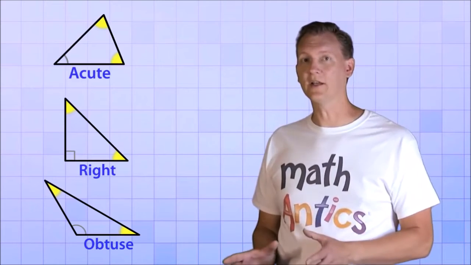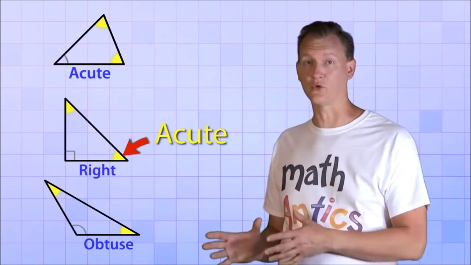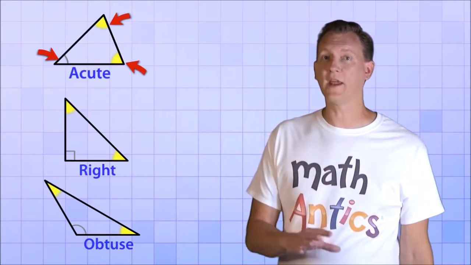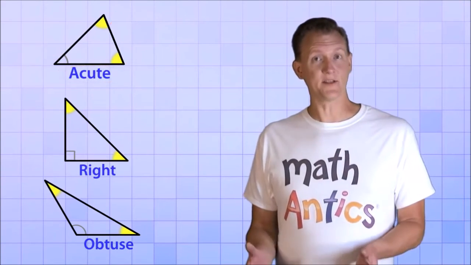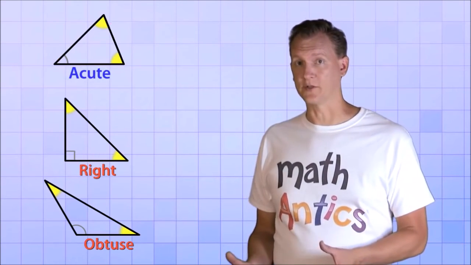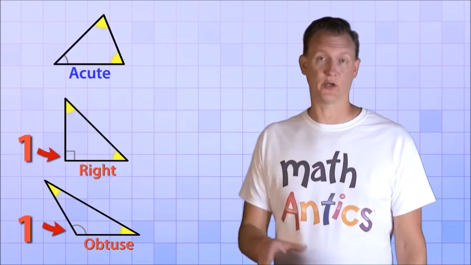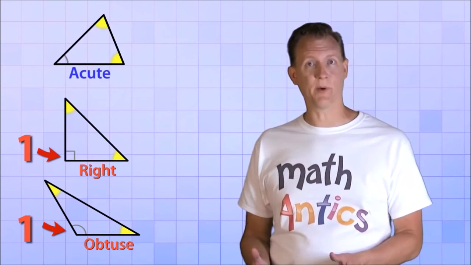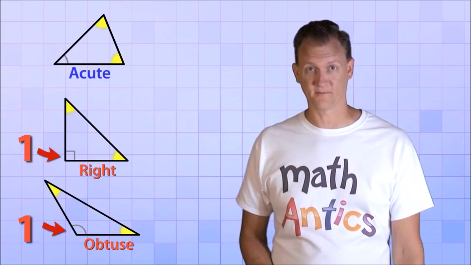For any given triangle, just because you see one acute angle, that doesn't mean it's an acute triangle. You have to look at all the angles to tell if it's an acute triangle. The situation's easier with right and obtuse triangles because you can only have one right or obtuse angle per triangle. So as soon as you spot one of those kinds of angles, you know what type of triangle you have. All right.